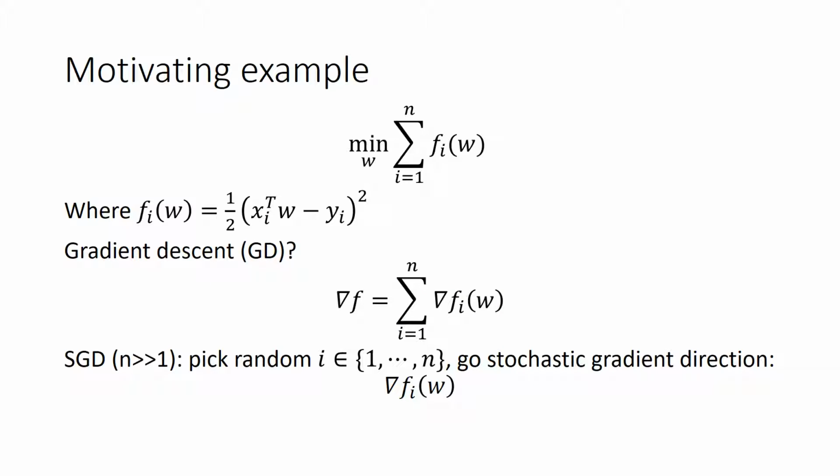Let's first see a motivating example where we are doing linear regression for n data points. We can of course run gradient descent, but if n is too big, people usually run stochastic gradient descent. We just pick a random data point i and go in the stochastic gradient direction using the point i.